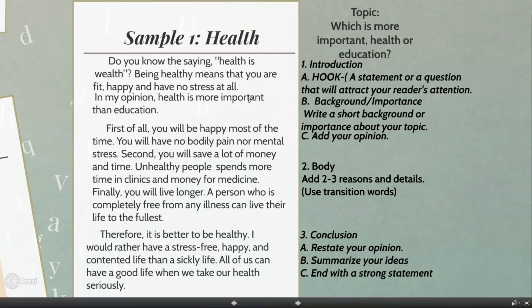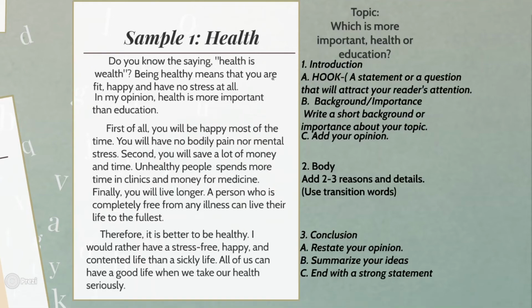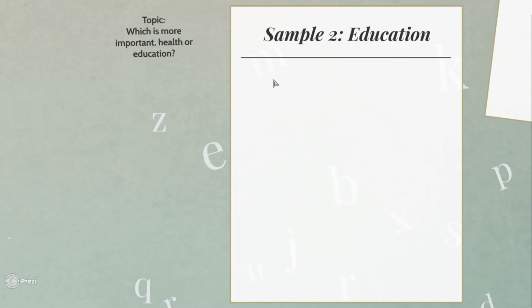So the first example here is we talk about health. How about if you wanted education? So if you have chosen education as more important, let's go to the next sample. So here the sample is education, going back to the topic, which is more important, health or education. So if you selected education, this is an example of an essay here.